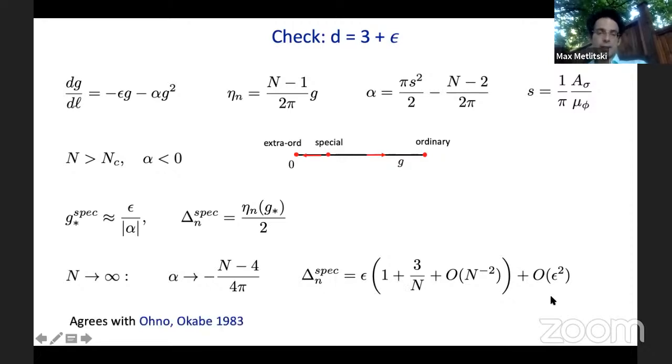And then you can compare this to the result of Ono and Akaba, which is done just by turning the 1 over n crank. A very, very different calculation, but you get the same result, including the 1 over n correction. So I think that's quite a convincing demonstration that this RG method works. I think this is what I had to say.